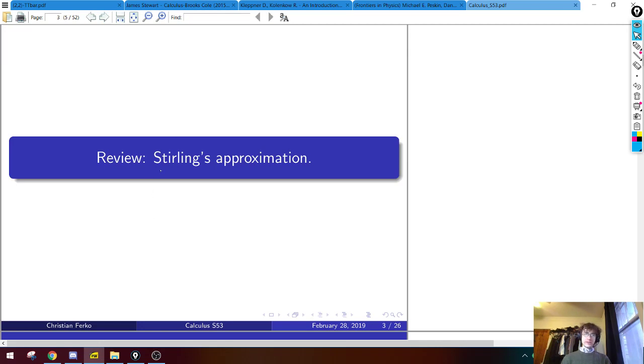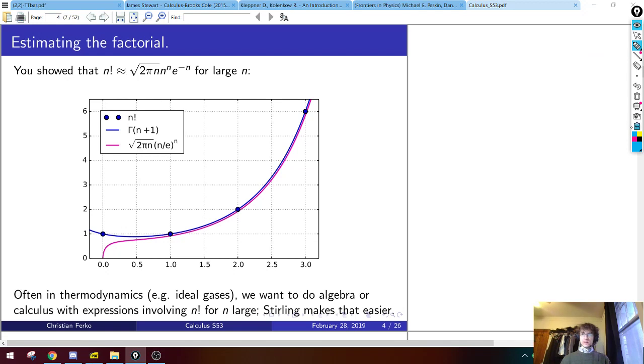So I have a 1-slide review of Stirling's approximation, which you proved yesterday, just because we're going to use it in the ideal gas law. So what did you show? The question you were trying to answer is, when n is very large, can you approximate the factorial in terms of other functions that are easy to differentiate, basically? Remember that the factorial is the same as the gamma function evaluated at an argument shifted by 1. So you can interpret Stirling's approximation as either a formula for the factorial when n is large, or as a formula for the gamma function when n is large.